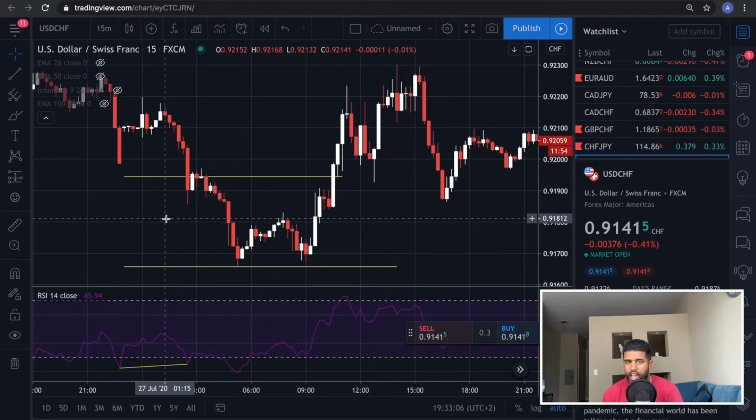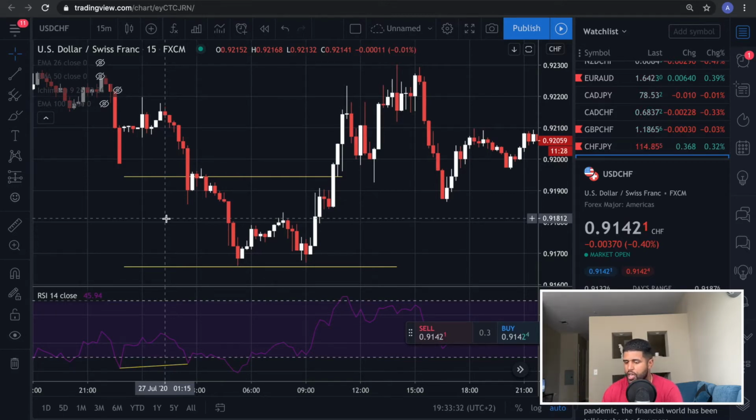So that's when a divergence happens. And whenever a divergence happens, the market always has to correct itself, so it can respect what's going on within the RSI.